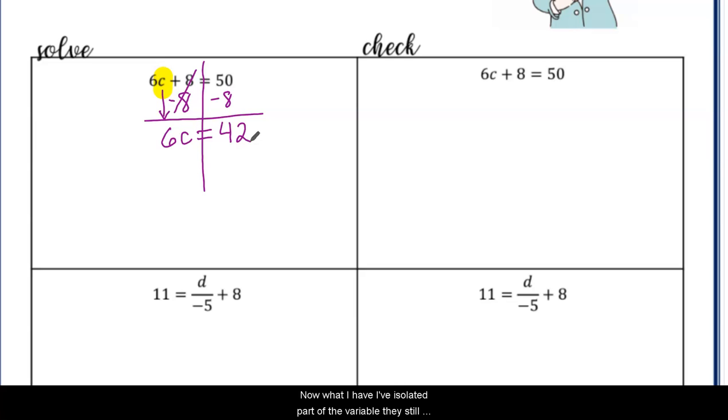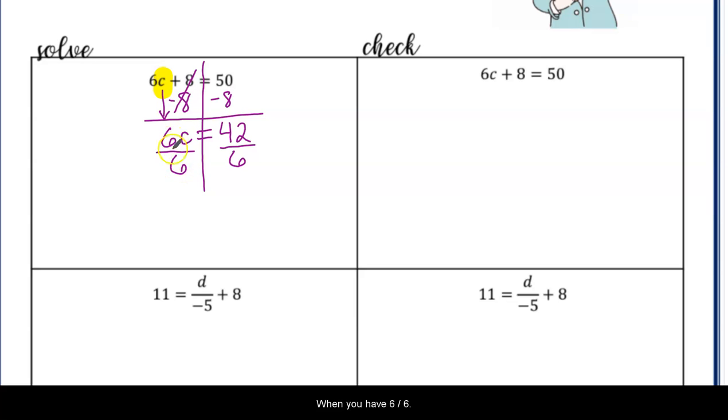Now I've isolated part of the variable, but I still have 6c. I want 1c. And as we looked at before, when we have a coefficient next to a variable, that means multiply. So I'm going to undo multiplication by dividing. I'm going to divide both sides by the number I multiplied by. Again, I'm trying to get c by itself, so I'm working backwards to undo what was done.